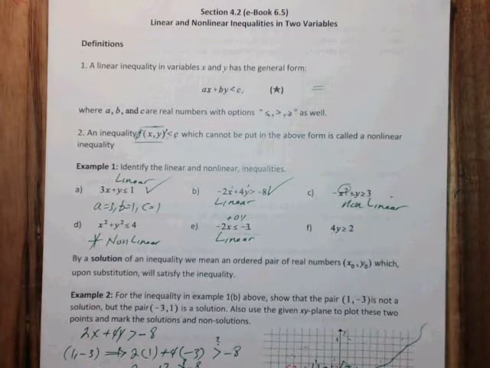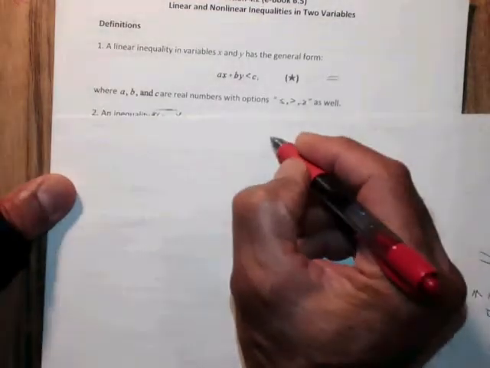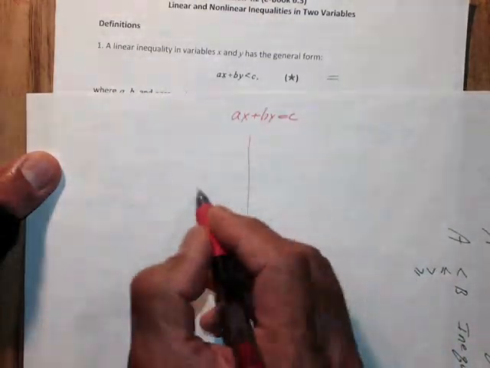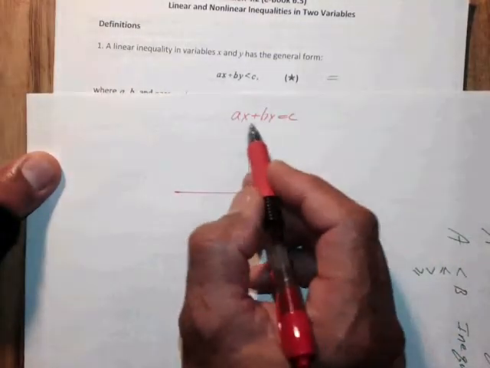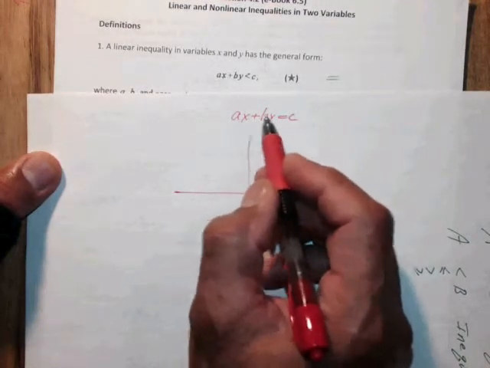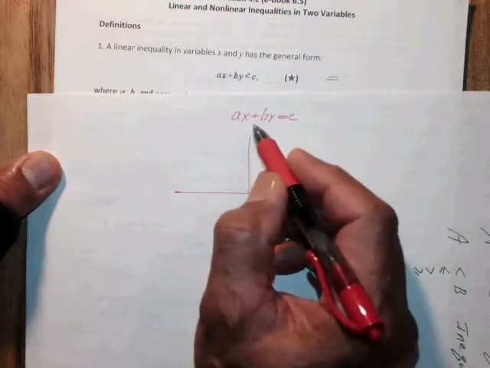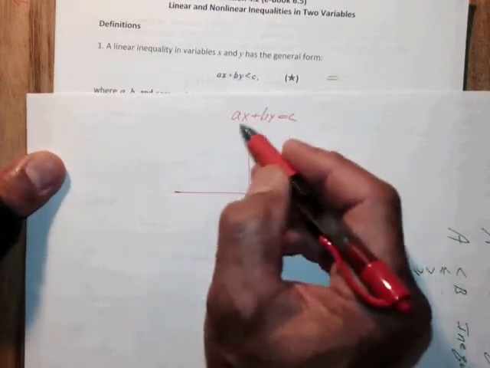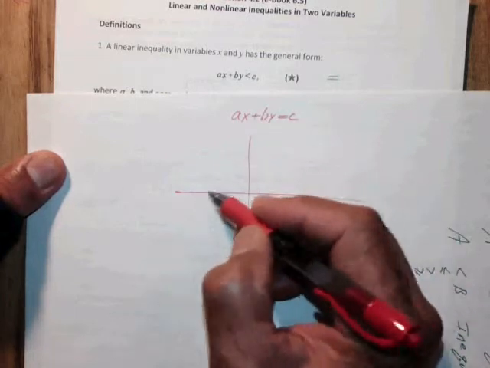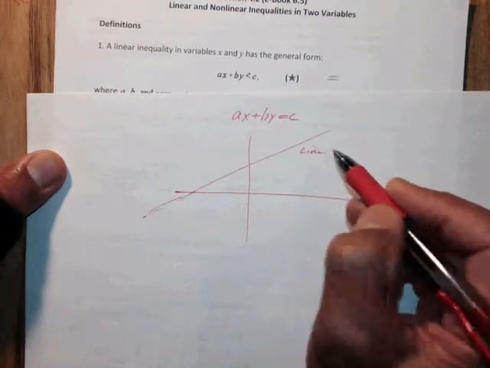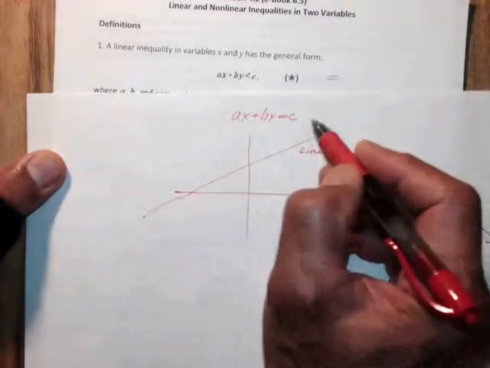If I have AX plus BY equal to C, then we can graph this. If we graph this, it is a straight line. It has a slope and y-intercept. We can make it look like that, but we won't. Basically, if you graph this, you get a straight line. So for that reason, we call this one a linear equation.